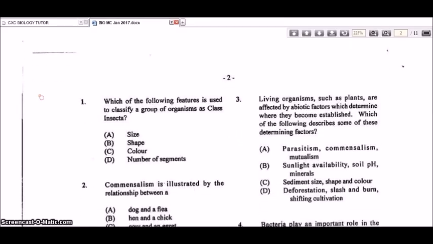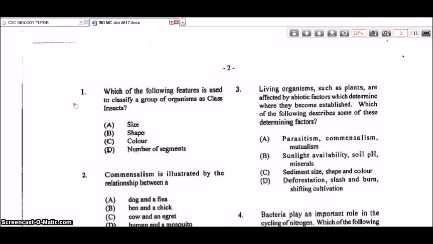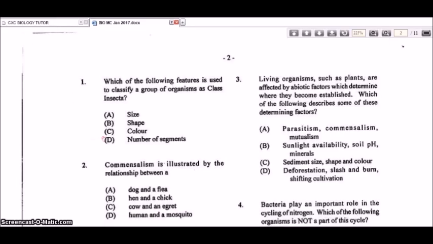Okay, number 1, which of the following features is used to classify a group of organisms as class Insecta? So that would be the number of segments, D.